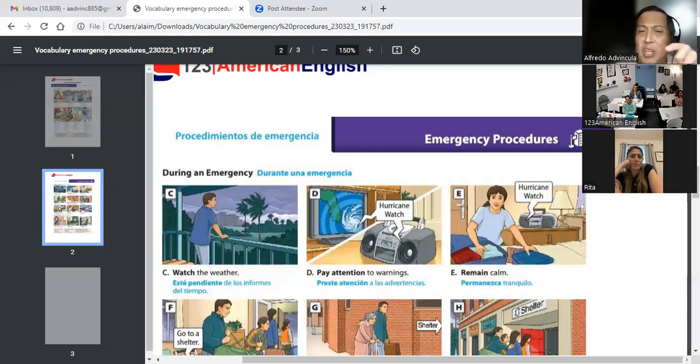What are the words that we see written there for letter D? Hurricane watch. So you look at letter D, and it looks like on the wall there's a television, right? And there's a picture of one part of the United States. Can anybody tell me what part that is? Florida. Yeah, that's Florida.